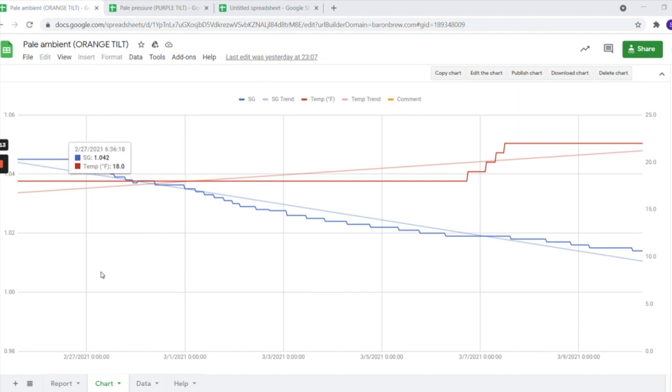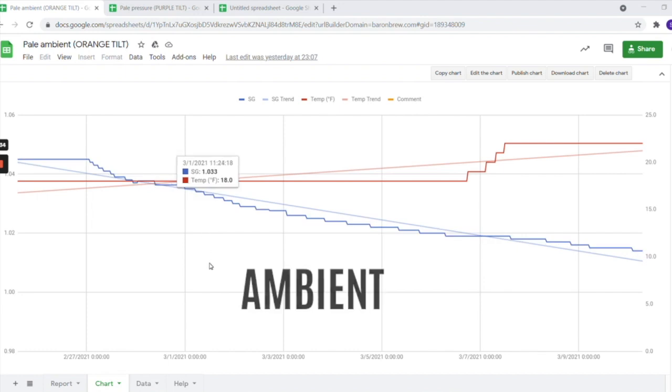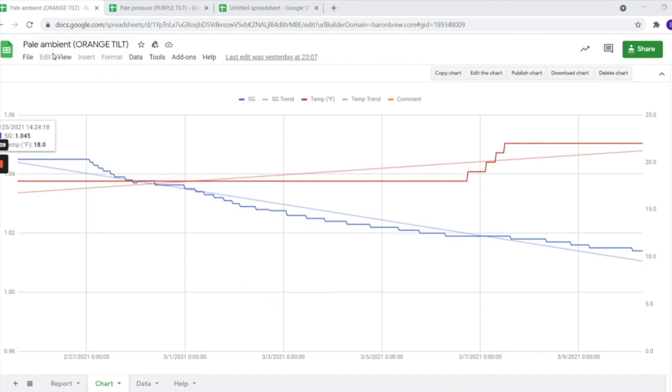So after I've done that, I have obtained this graph here. The blue line here represents the specific gravity curve, which is the change in specific gravity with respect to time throughout the fermentation. And the red line is the change in temperature with respect to time. So this particular plot is for ambient fermentation, as it says there for the name of the spreadsheet.